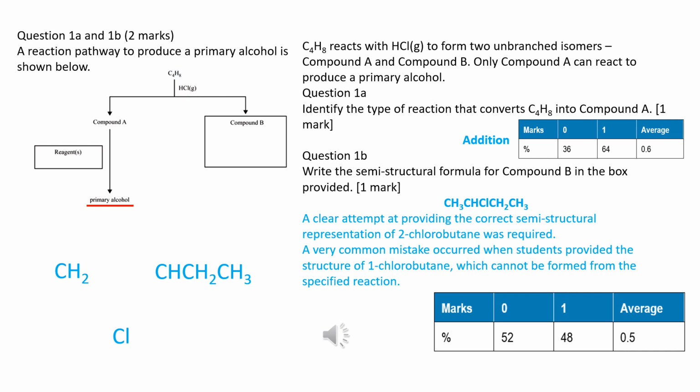The primary compound butene contains 1 carbon-carbon double bond, which is at the first carbon. HCl can be added to these carbon-carbon double bonds. The chlorine atom of HCl has 2 options, primary and secondary carbon. However, only compound A can react to produce a primary alcohol. So, compound A is produced by the addition of a chlorine atom to the primary carbon and compound B by the addition of a chlorine atom to the secondary carbon atom.